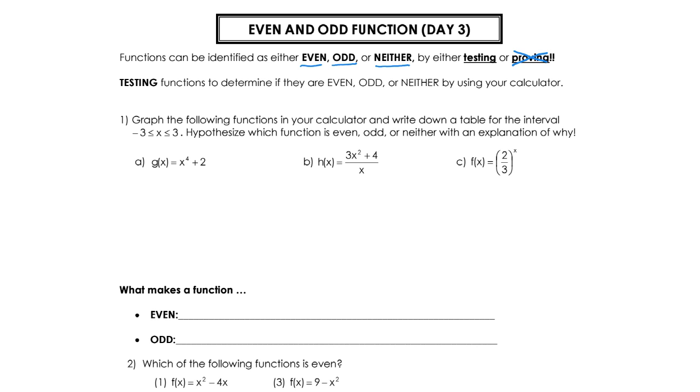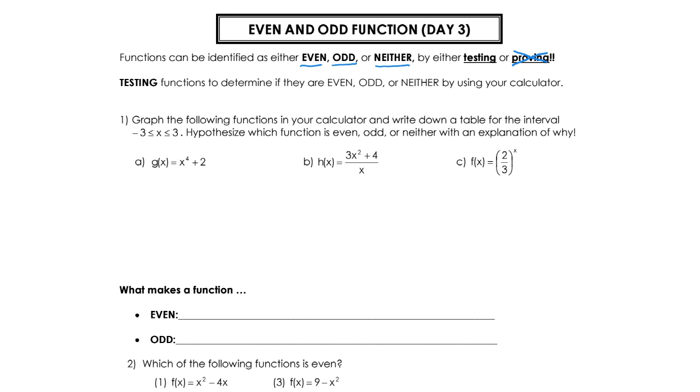Okay, and it says that we're going to write down a table for the interval from -3 to 3. And then we're going to hypothesize, which means we're going to think and use educated guesses about which function is even, odd, or neither, and then give an explanation of why. So we're doing like an experiment, to see if we can figure it out first without me having to tell you. So the first one up is g of x.